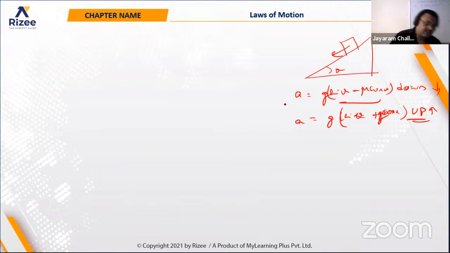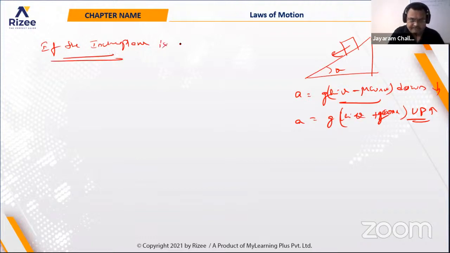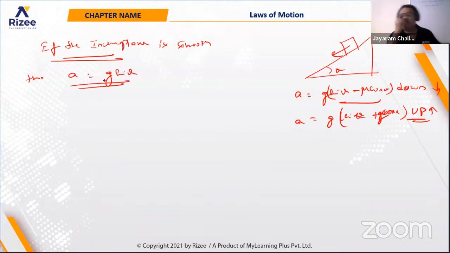Corresponding with the acceleration relations, instead of a rough or frictional surface, if the inclined plane is smooth, then the acceleration comes down to g sine theta, because your coefficient of friction will become zero in these cases.